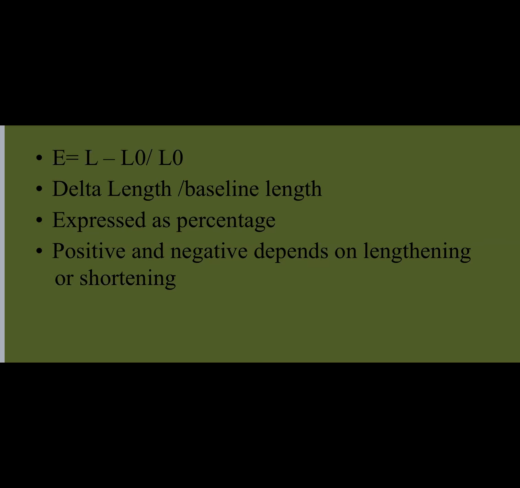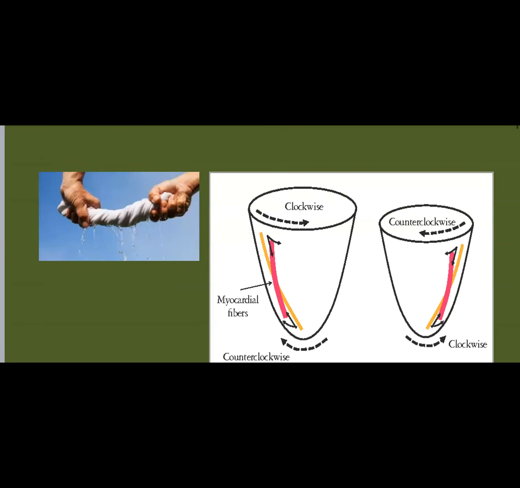Yani, if the segment is lengthening, you expect the strain will be a positive value or a negative value? Positive value, because it is lengthening. Exactly, positive. If it's shortening, negative value. Exactly, negative value. So some of the strain is positive, some of the strain is negative. It depends on whether it's shortening or lengthening. That's good.